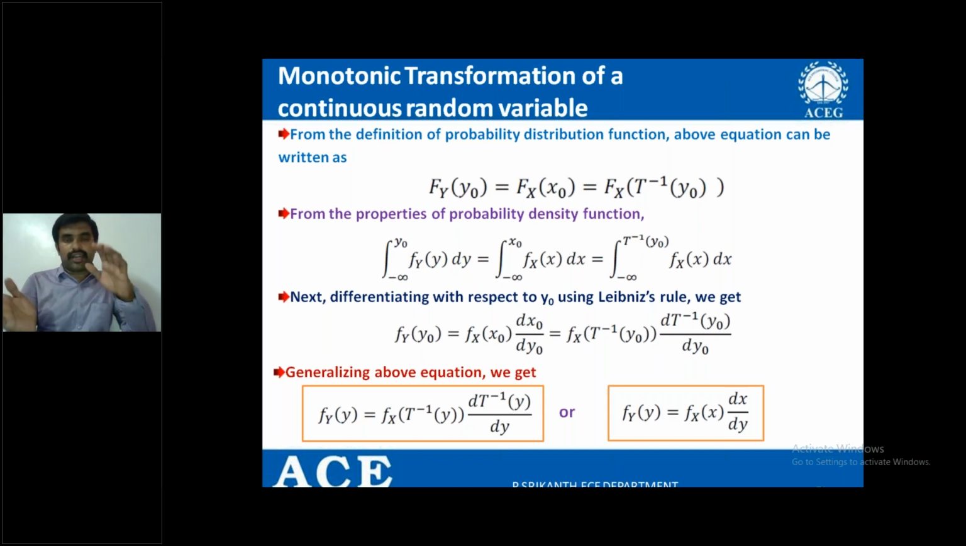If the transformation between the random variables is monotonically increasing, the new density function or new distribution function can be derived by taking the existing distribution function and density function and using these relations, right? In the next session, we are going to take the monotonically decreasing transformation. We'll continue in the next session. Thank you.